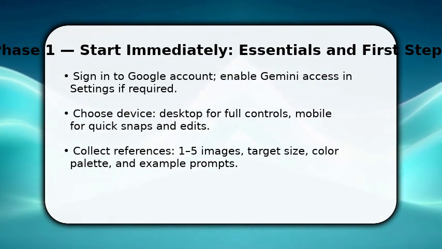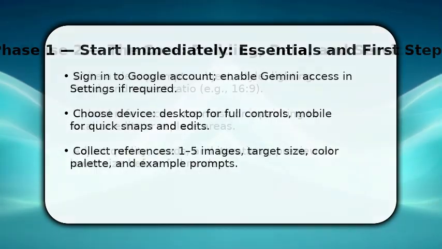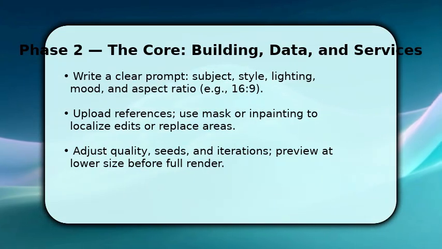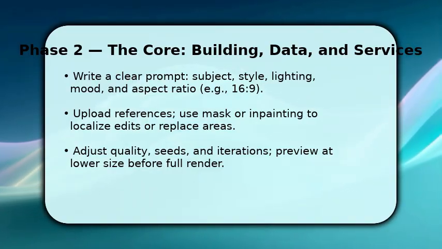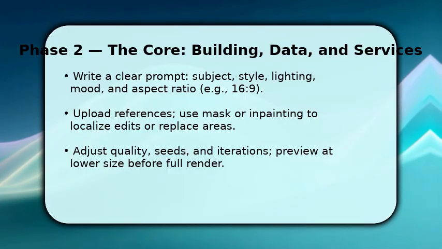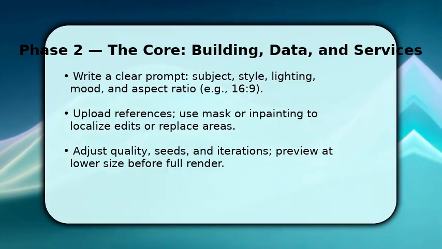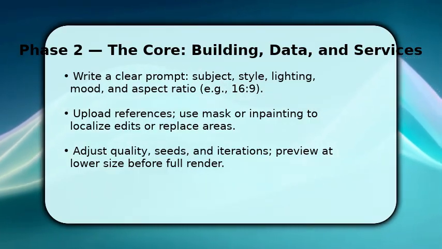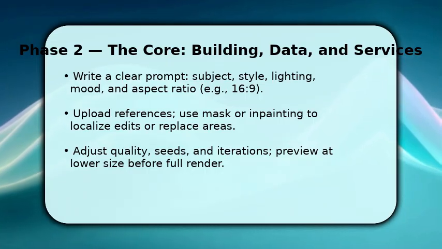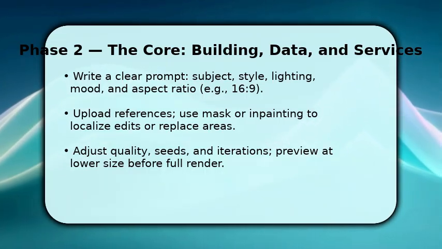Begin by clicking Create or the Image tab. Now you build the prompt and tune settings for the middle of the workflow. Describe subject, style, lighting, and mood precisely. Include aspect ratio like 16:9 and any references you uploaded. Use masking or in-painting tools to target edits. That helps preserve parts you want to keep.